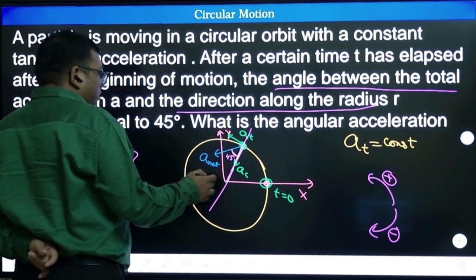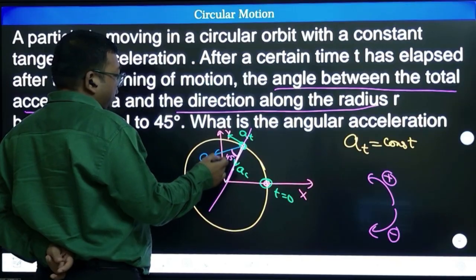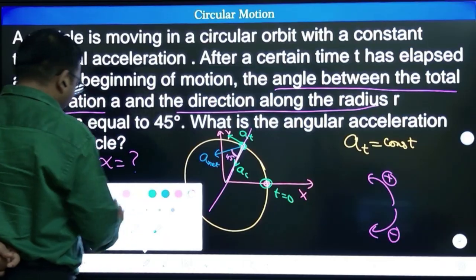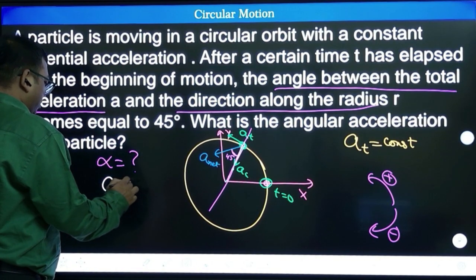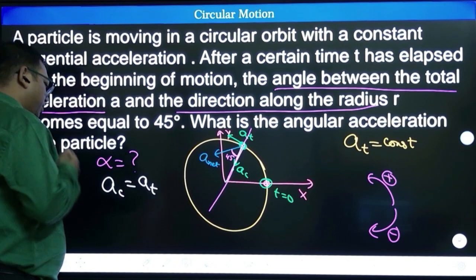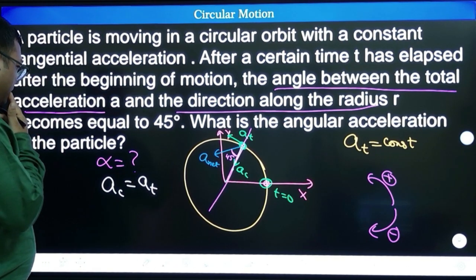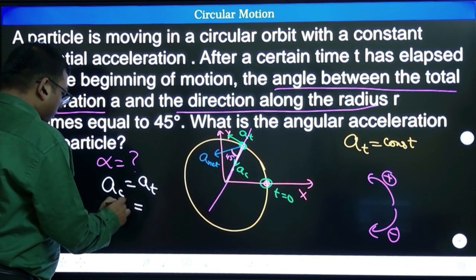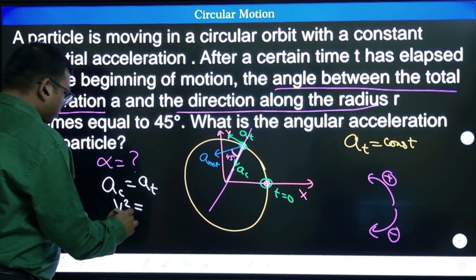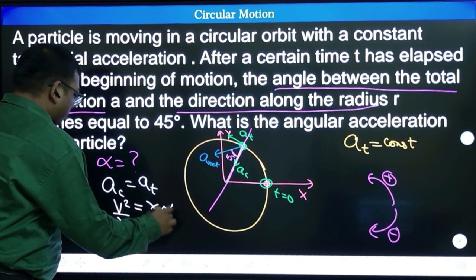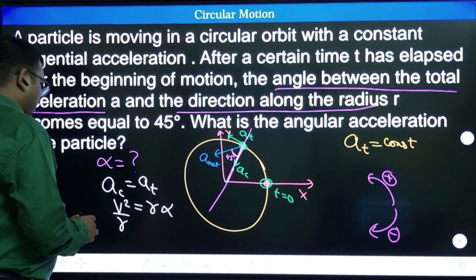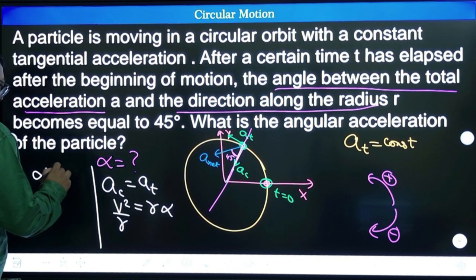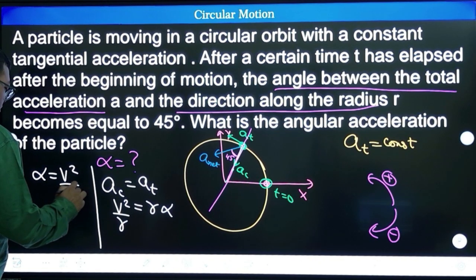They are basically equal, 45 and 45. If they are equal, then v square by radius is equal to r into alpha. Then alpha we can calculate from here as v square by r square.